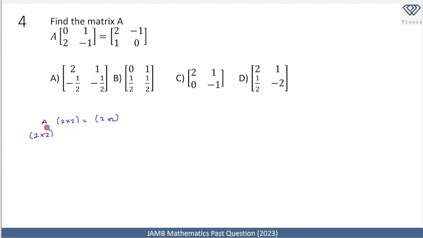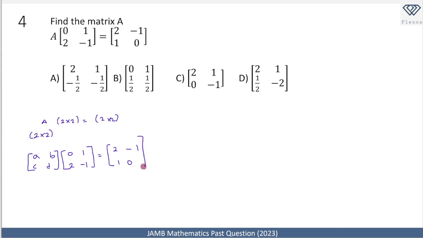So I can try to write A as a 2 by 2 matrix and just put in some terms to represent the values. So just put a, b, c, and d, and I'm going to multiply that by 0, 1, 2, and minus 1. And we are told that the result is what? The result is 2, minus 1, 1, 0.